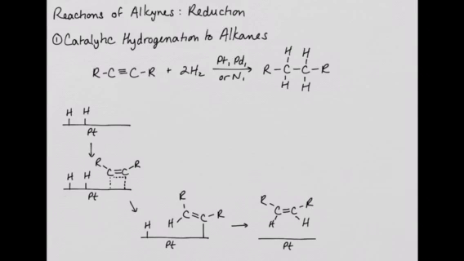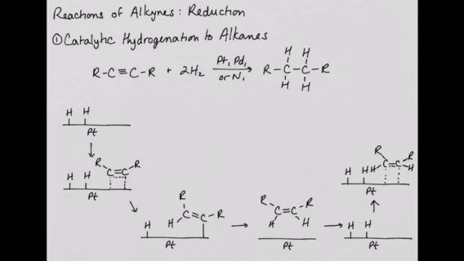The process then repeats itself with a second molecule of hydrogen to reduce the second pi bond. The alkene associates with the surface, and then the molecule of hydrogen inserts itself into the pi bond, one atom at a time, to produce the fully reduced alkane.